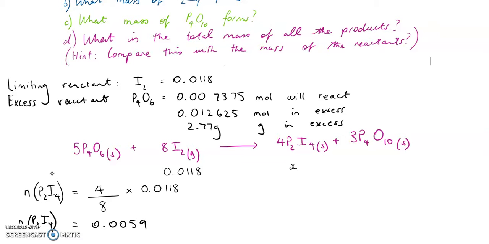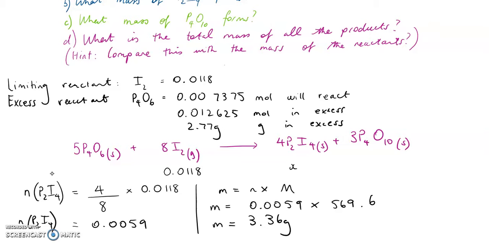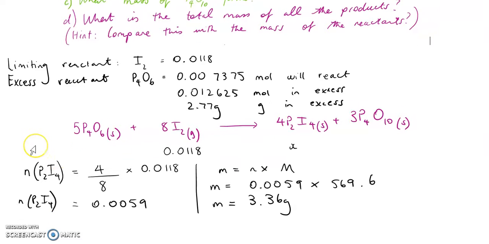And the question's asking me for this value in grams, so we just multiply that mole value by its molar mass, so 0.0059 times the molar mass of P2I4, which is 569.6. And so the gram amount that will be formed is 3.36.